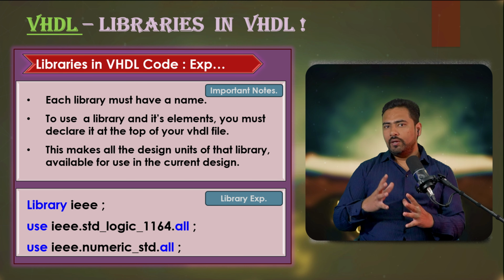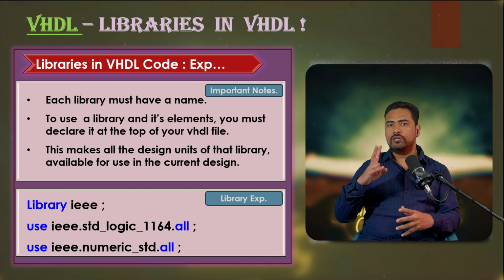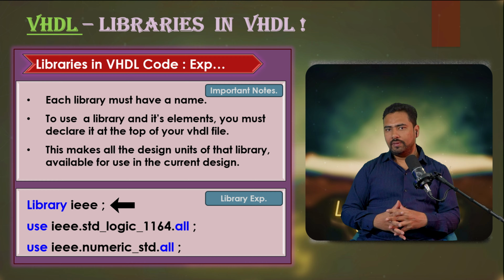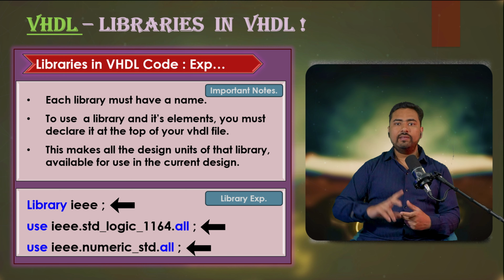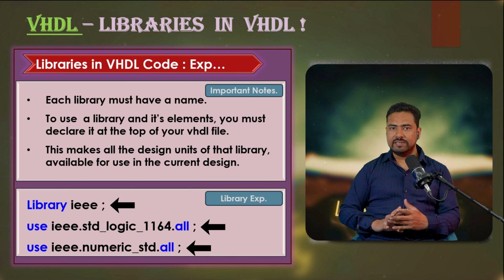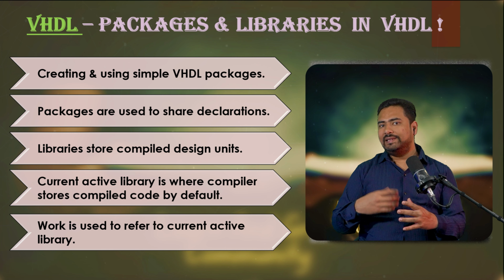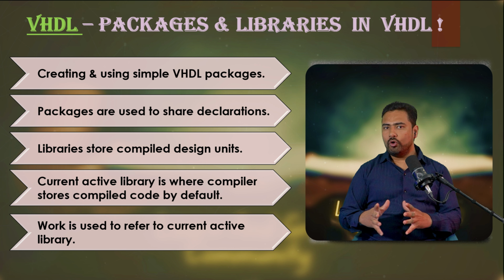As you can see, using libraries in VHDL is a two-step process. First, you must declare the library. Second, you specify the individual resources or packages that you need to use from that library. Okay, so that's it for today. Here is a quick recall.